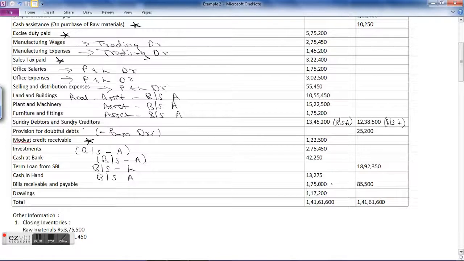Okay, so it will be balance sheet asset side. Bills payable will have a credit balance, so it will be balance sheet liability side. Then drawings. Drawings is showing a debit balance. You have to reduce it from capital in balance sheet liability side. Okay, so this was about the trial balance. Now we will see all the adjustments one by one.